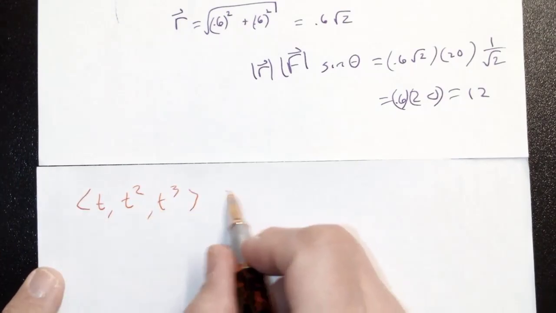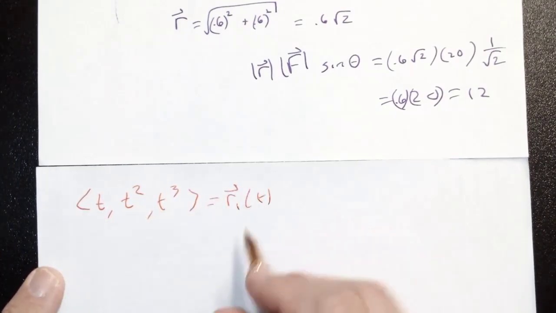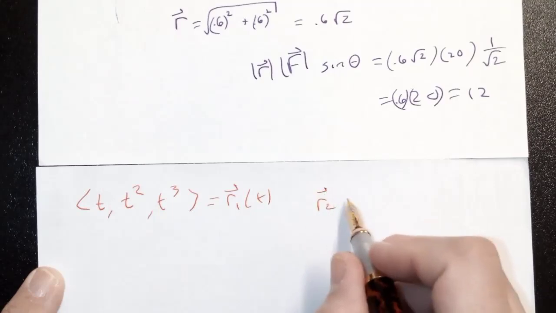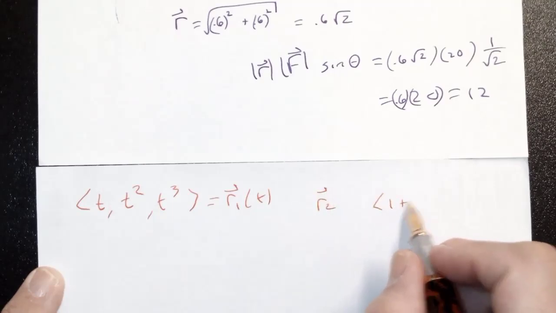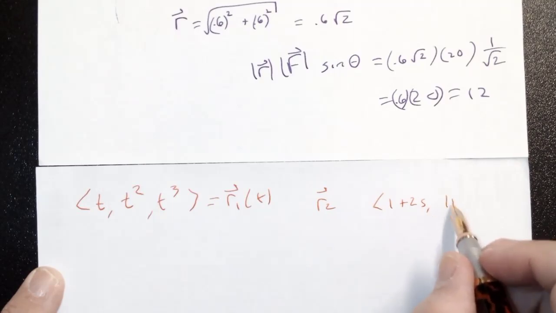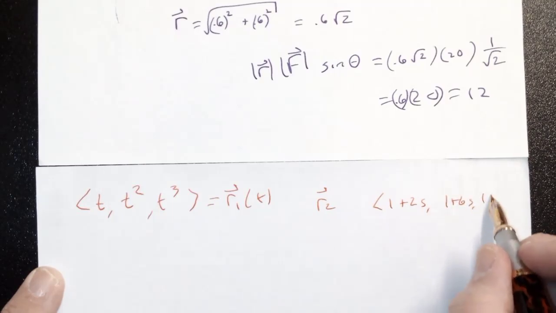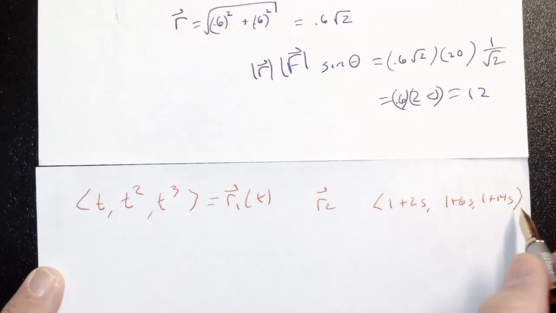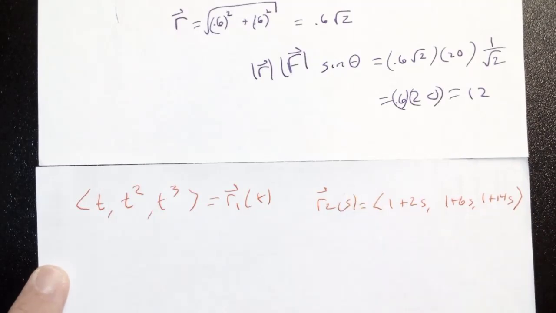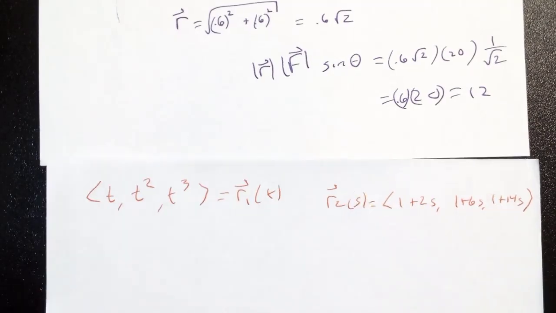I'll call that R1 of T. What's R2? 1 plus 2T, 1 plus 6T, and 1 plus 14T. Okay, I was just evil and decided to change the letter for that one. Make it an S instead of a T. Why? Because I want to think of them as separate ideas.